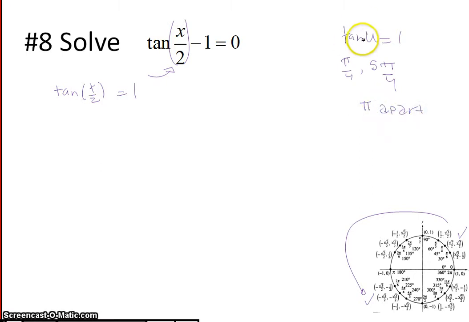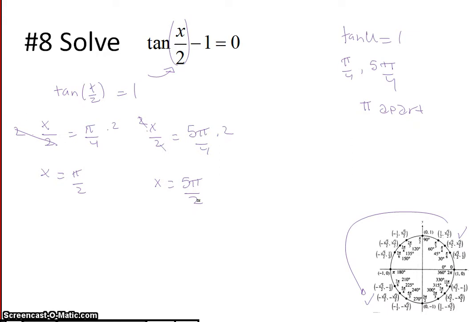So if it was just tangent of u, we would say pi over 4 plus pi n, and that would give us all of them. So we know that our angle x over 2 can equal pi over 4. So then you have to go ahead and multiply both sides by 2 so that you get x is pi over 2. Again, multiply by 2 and you get x is 5 pi over 2.